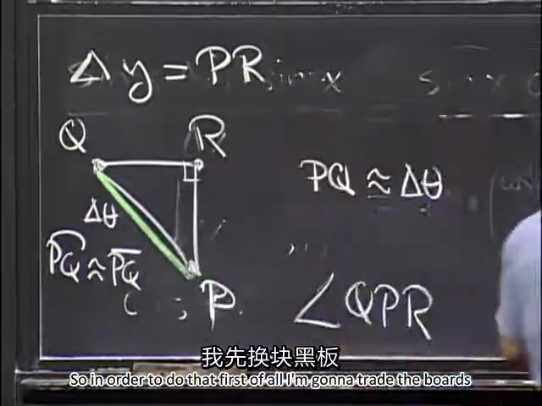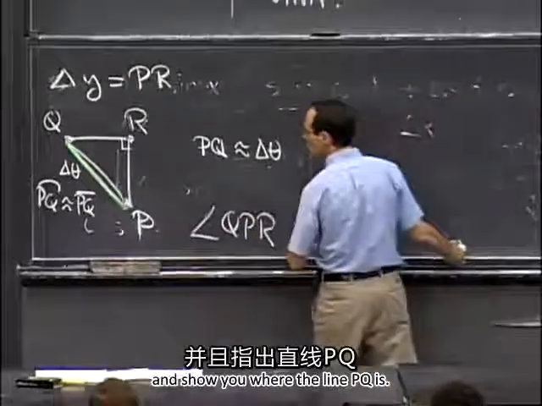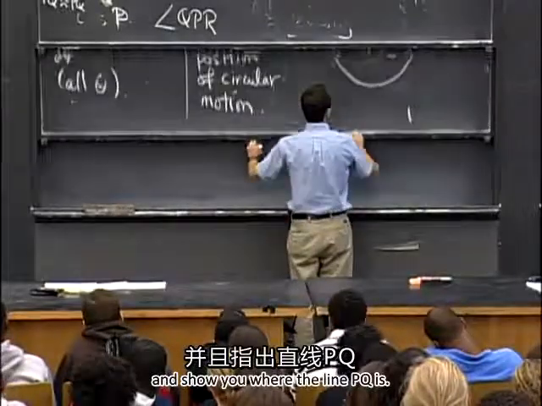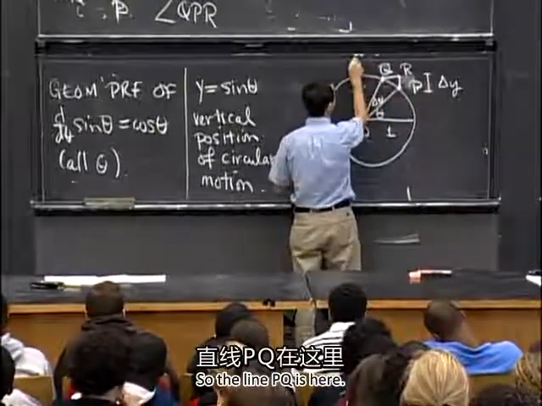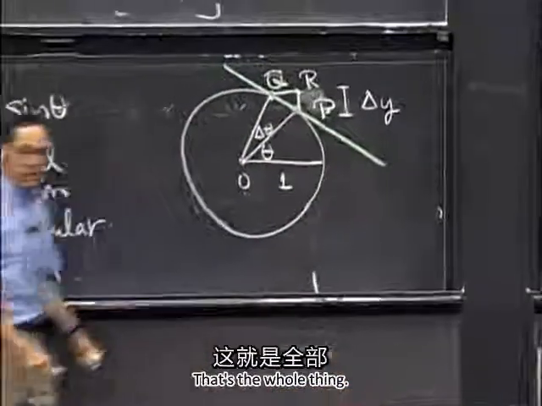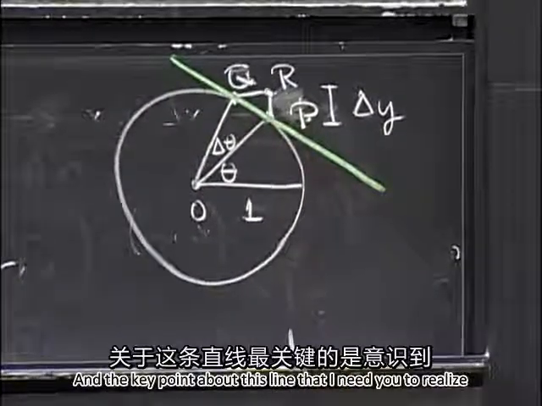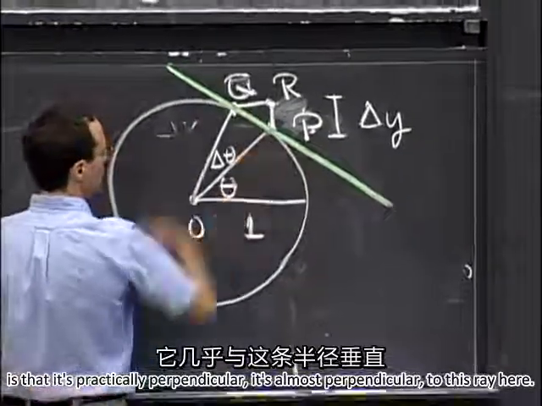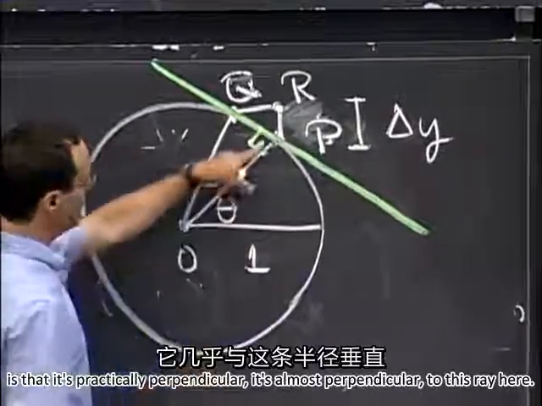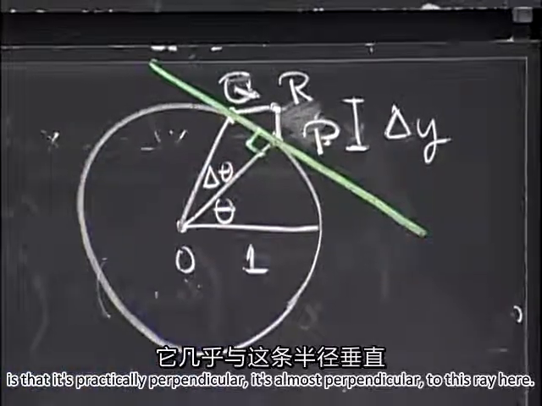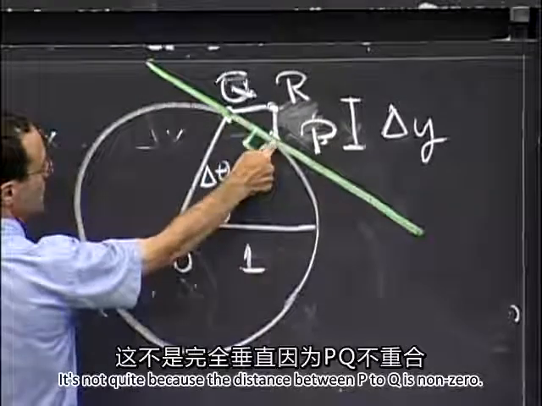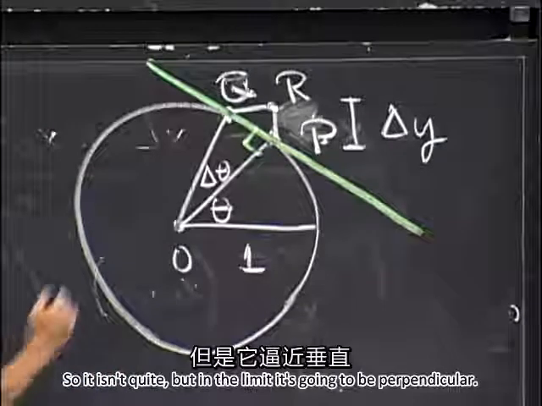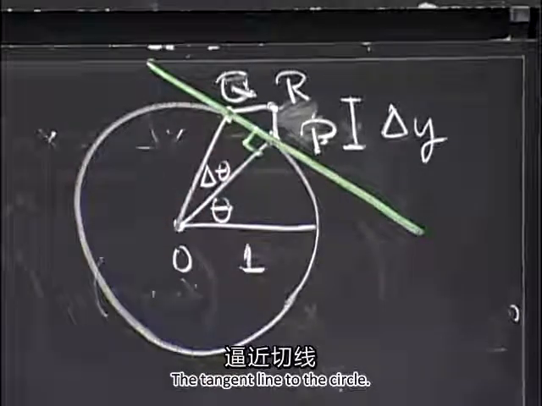In order to do that, first of all, I'm going to trade the boards and show you where the line PQ is. So the line PQ is here. That's the whole thing. And the key point about this line that I need you to realize is that it's practically perpendicular. It's almost perpendicular to this ray here. All right? It's not quite, because the distance from P to Q is non-zero, so it isn't quite. But in the limit, it's going to be exactly perpendicular, the tangent line to the circle.